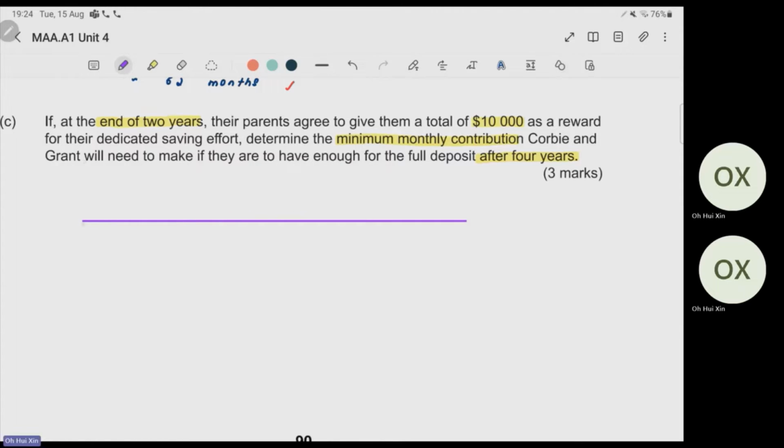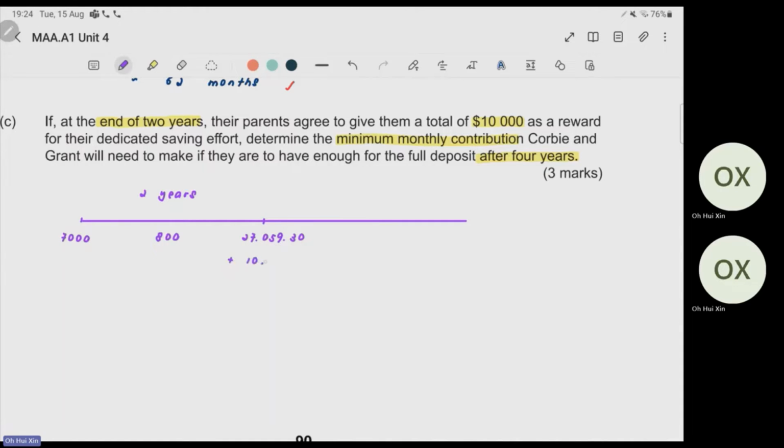Okay, so we start off with 7,000 here. And for the first 2 years, what happened is that you do your regular deposit of 800. After 2 years, you know that you have 27,059.30. So based on this question, the parents are going to give them 10,000 as a reward at the end of the 2 years, which is here.